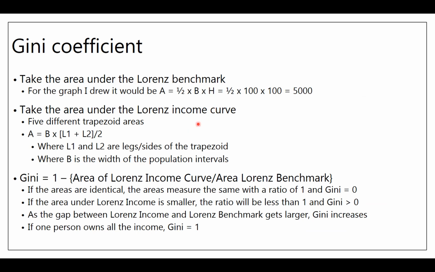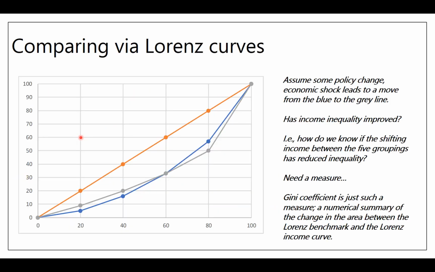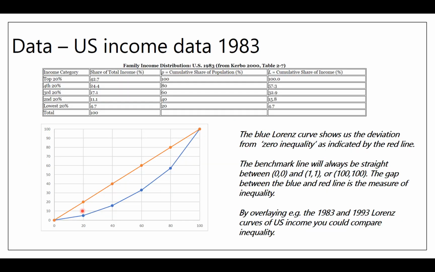It's a little different when we do the Lorenz income curves, because they're actually a bunch of trapezoids. So if we make these straight lines, so let's just focus on the blue here, and to get rid of the blue I'll back up one.